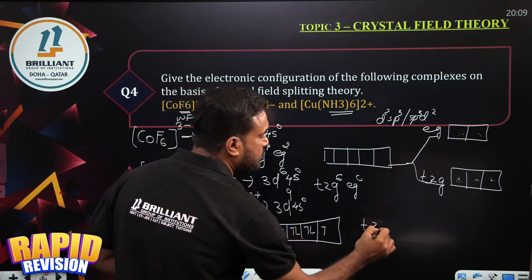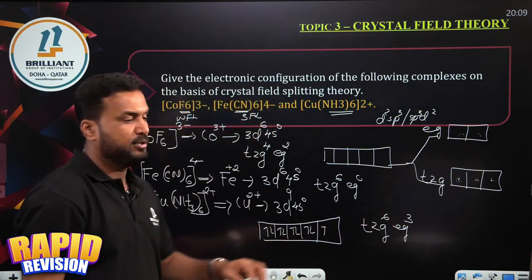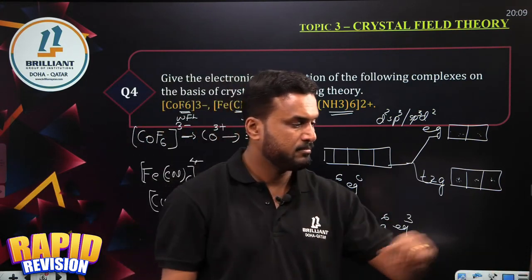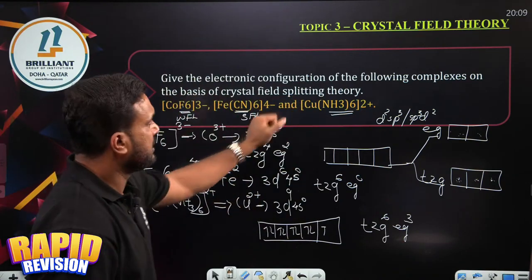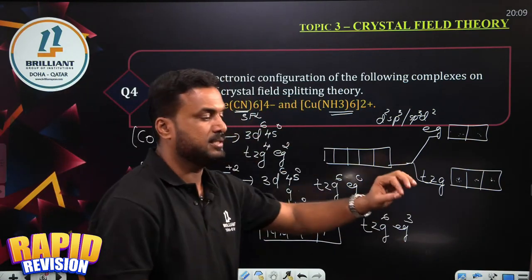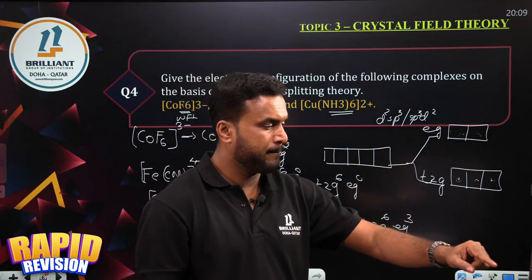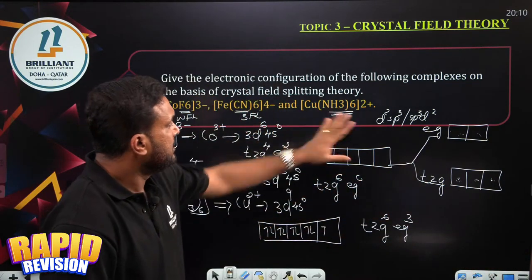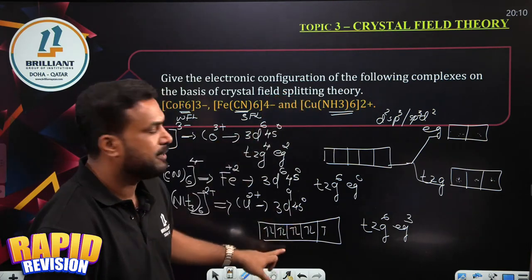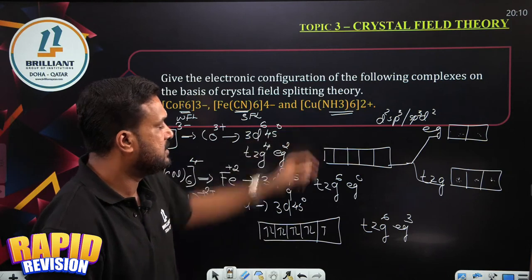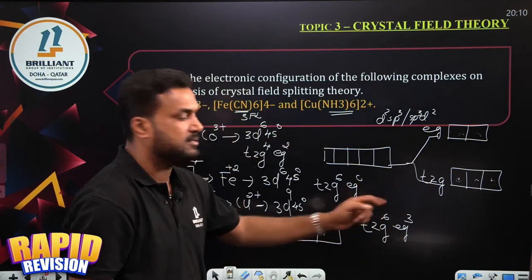So I will write t2g6. EG will be how many? 3. How many of you got the correct answer? Yes, well done. This is what I told you. So t2g6 and eg3. In these cases, with copper and chromium, keep in mind that pairing up will not take place. With copper, NH3 is weak, so we got the electronic configuration t2g6, eg3.